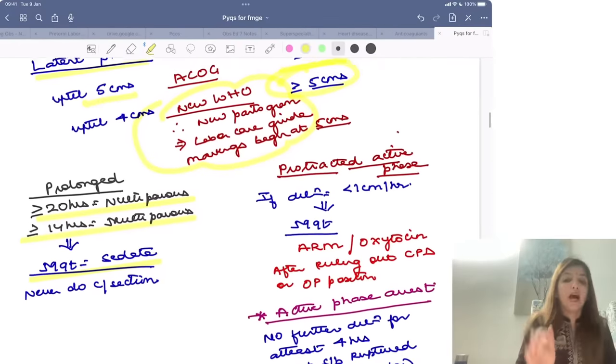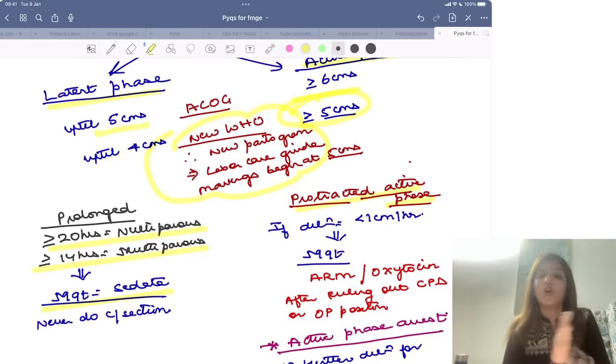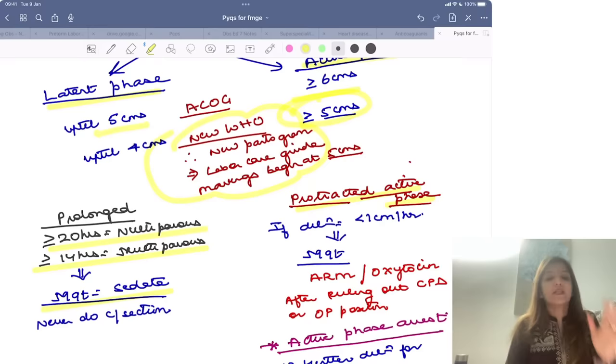Please remember, ARM कब करते हैं या ऑक्सीटोसिन कब देते हैं? ARM या ऑक्सीटोसिन is given for protracted active phase. Protracted active phase का मतलब होता है if dilatation is less than 1 centimeter per hour in active phase. So if your question says that patient is in active phase and the dilatation which is happening is less than 1 centimeter per hour, then your answer will be ARM or oxytocin. Caesarean section answer kab hoga? Caesarean section answer hoga agar question mein fetal distress diya hai, then you are going to do say I'm going to do a caesarean section.